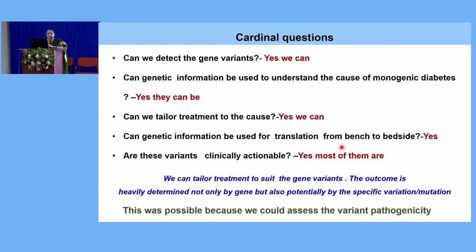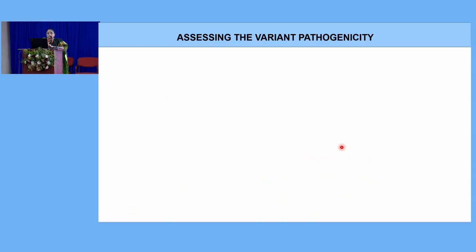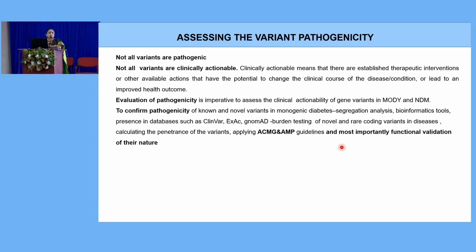And this was possible because we could assess the variant pathogenicity. Not all variants are pathogenic and not all variants are clinically actionable. Evaluation of pathogenicity for the variants is very important, and that is what really determines whether it is MODY or not, or NDM or not, and how we can classify them into various types.